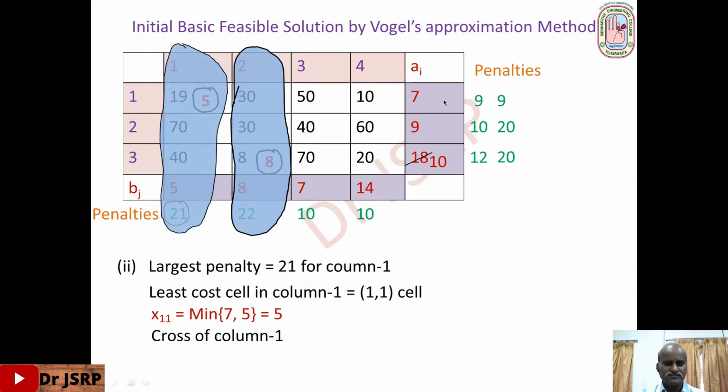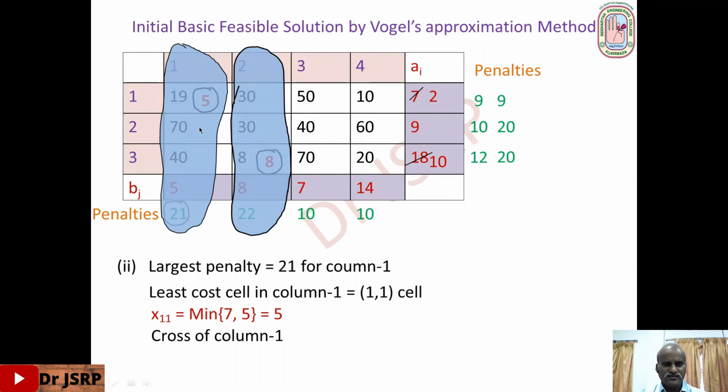Observe at first origin. Total available 7 units. Out of 7, 5 are transported. Remaining 7 minus 5, 2. So the remaining available amount at first origin is 2. So this is the second step. We have to repeat the same process.